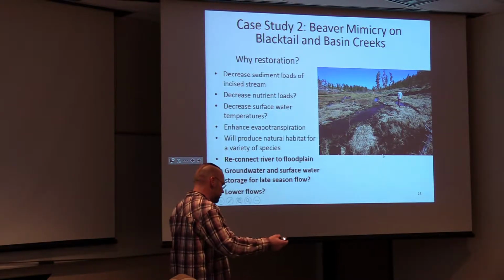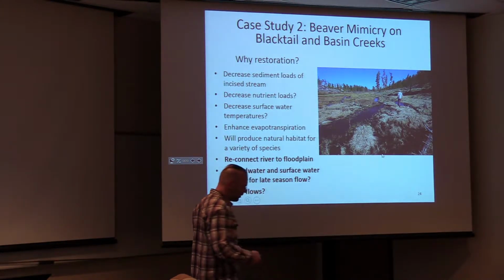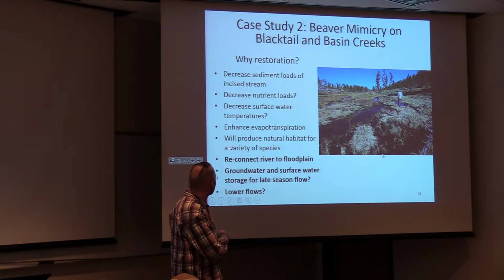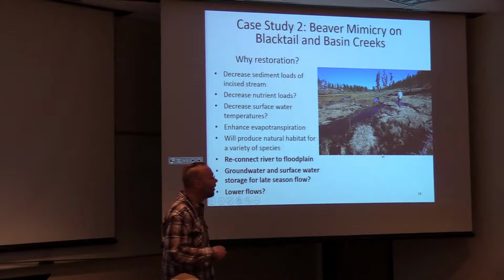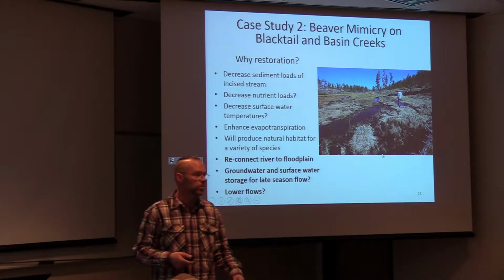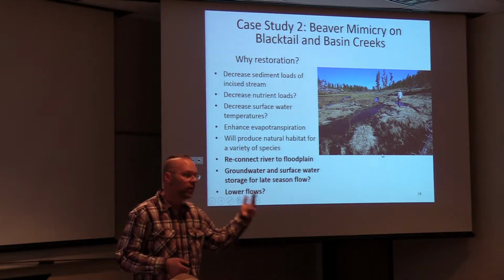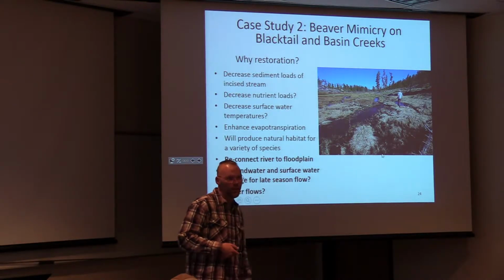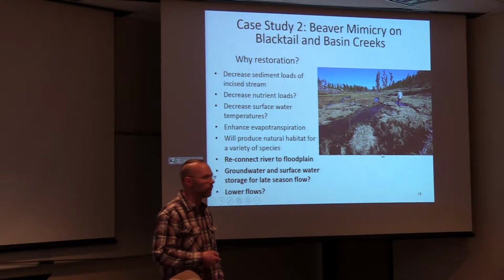With pooled water and increased vegetation, we think these are going to produce a better natural habitat for a variety of species, probably macroinvertebrates, fish, amphibians, mammals, birds, you name it. Probably going to help in the long run.